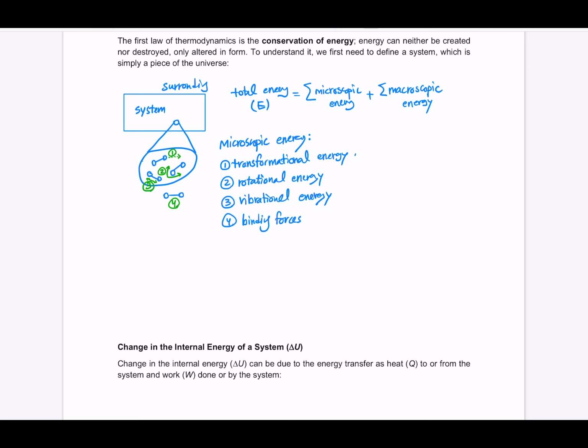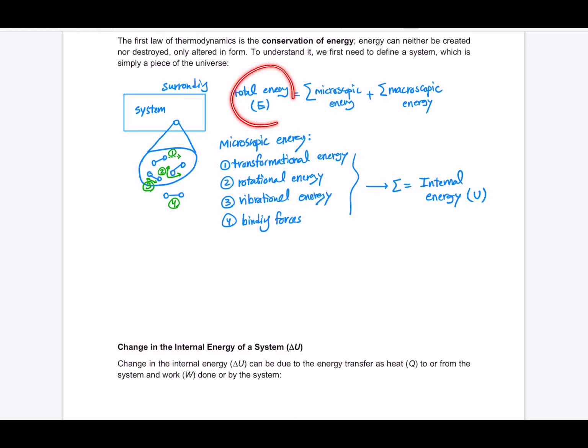So if we combine all of them together, we call this internal energy. So basically the internal energy associated with the system, or U, the term U. It makes sense. It's all about what is inside the system, and all at the microscopic level.